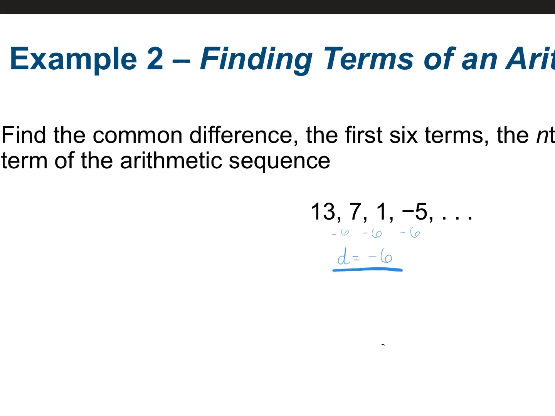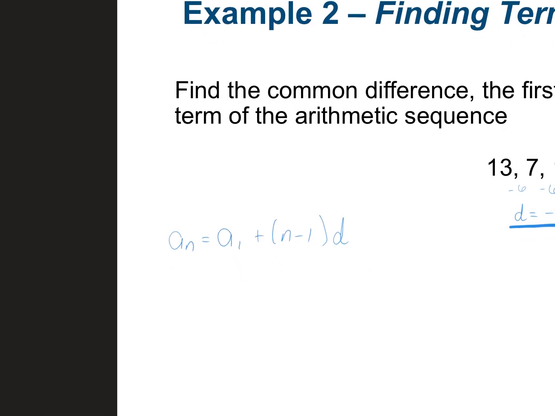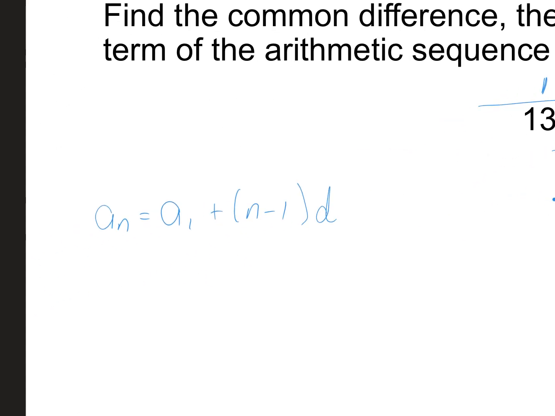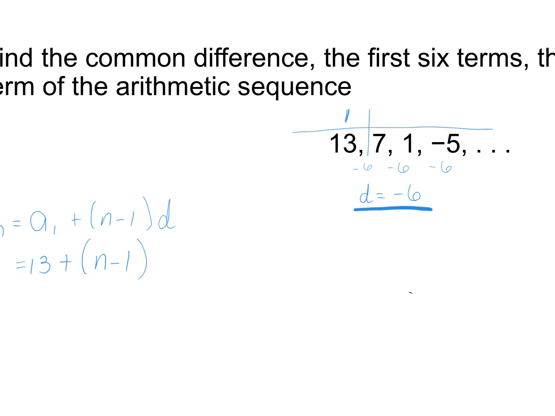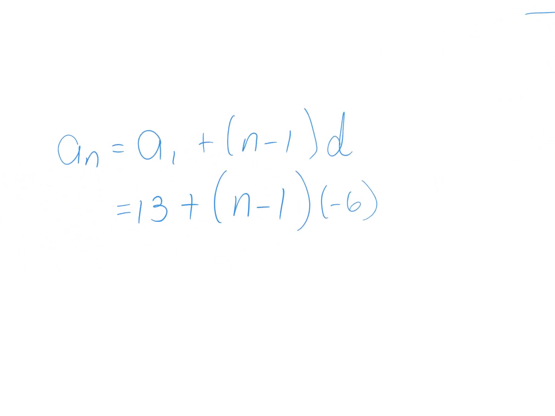So if I'm going to use the rule that they gave us to find the nth term, a sub n equals the first term plus n minus 1 times your common difference. I look and say, okay, the first term of this sequence is 13. So I'm going to plug in 13 here, plus n minus 1. n is going to stay our variable because that's what we're trying to find, the rule for this. And what was our common difference? It was minus 6. So I'm going to multiply this times negative 6.